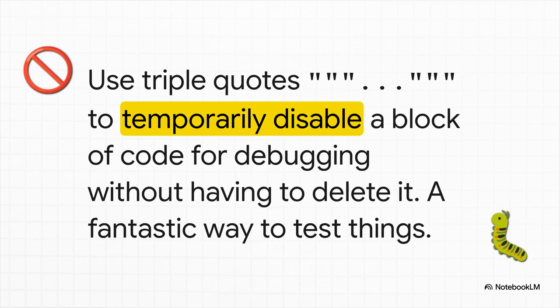So here's a super clever technique that developers use all the time. By wrapping a bunch of lines inside triple quotes, you can basically tell Python to ignore that whole block. Technically, it just sees it as a string that isn't being used. So as you can see, that print statement inside the block, it's not going to run. But the total calculation right below it, that's going to work just fine.